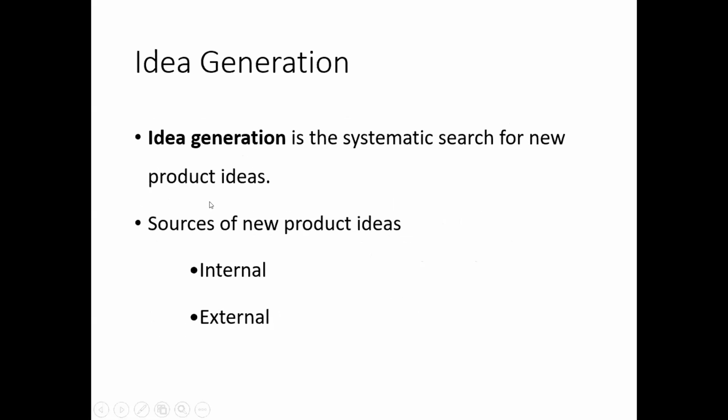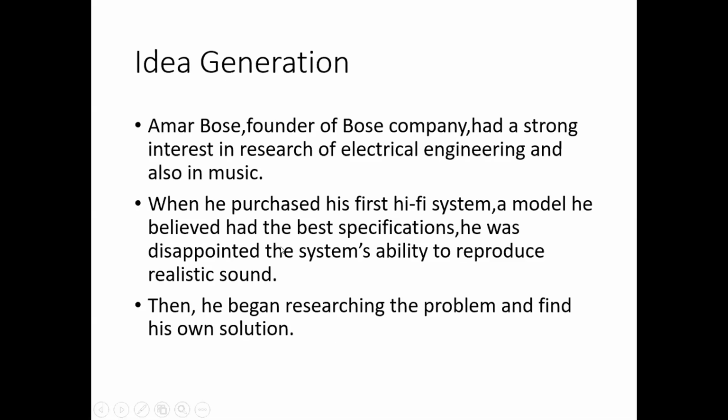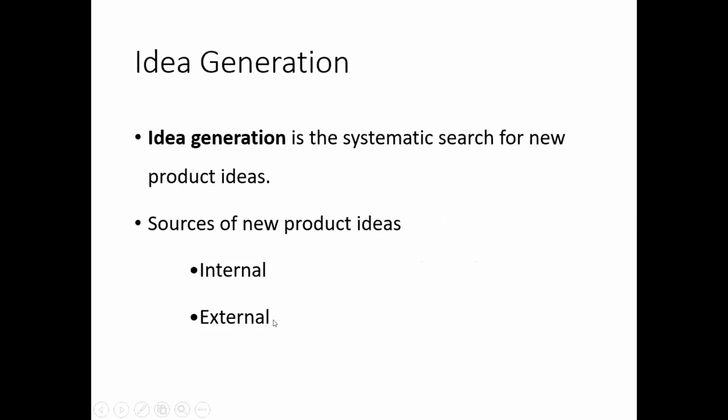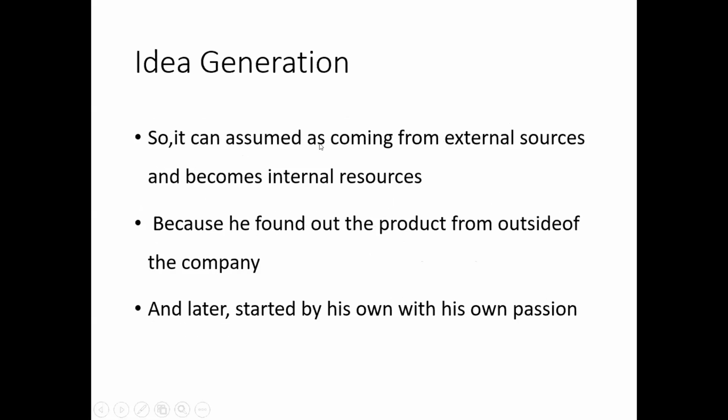So in idea generation, the source may be internal or external. The product is external because he purchased it from outside. He purchased his first hi-fi system, but he was not satisfied with the product. So his idea came from inside, yet it can be regarded as external. It can be assumed as coming from external sources and becoming internal resources, because he found the product outside of the company and later started on his own with his own passion.